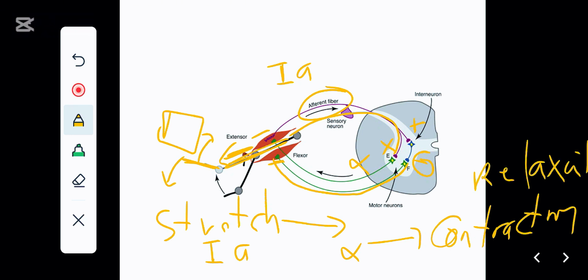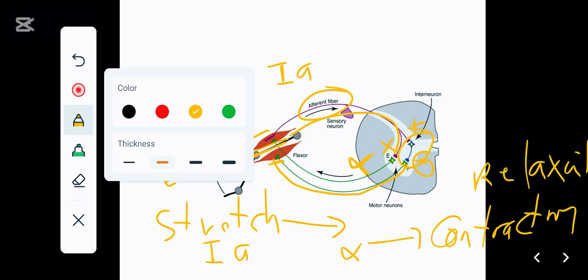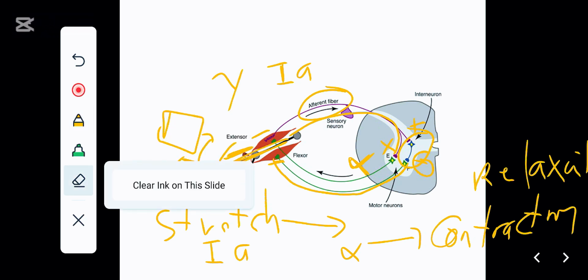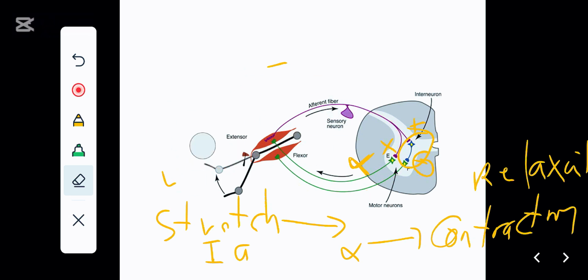Okay, so for the initial muscle that sensed the stretch, the final result is going to be contraction. But for the antagonist muscle, the opposite muscle, the final result is going to be relaxation. Why? Because you have an inhibitory interneuron in the center. Now, with the same muscle, we said we have the alpha neurons. You also have the gamma neurons. Do you remember the roles of the gamma neurons? The gamma neurons are supposed to maintain sensitivity.